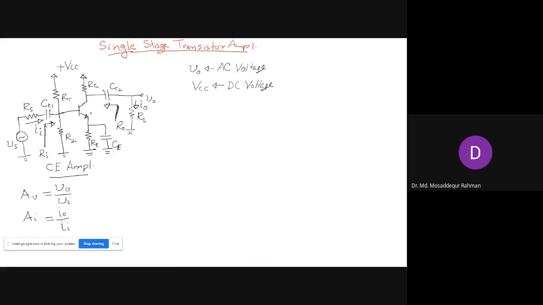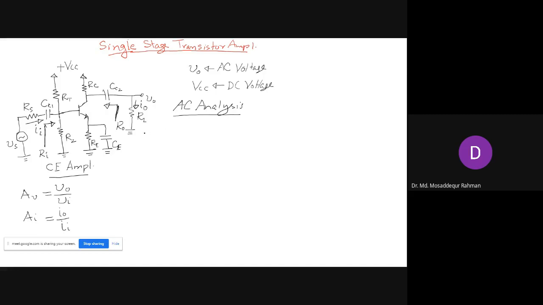So how do we proceed? Because these are AC quantities we need to determine, we have to do AC analysis of the circuit. In a transistor amplifier, we have both DC and AC quantities: DC voltages, AC voltages, DC currents, AC currents. We have to analyze this circuit to determine the AC quantities. So we have to do AC analysis, not the DC one.